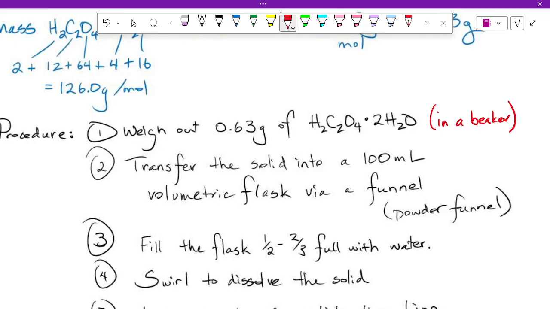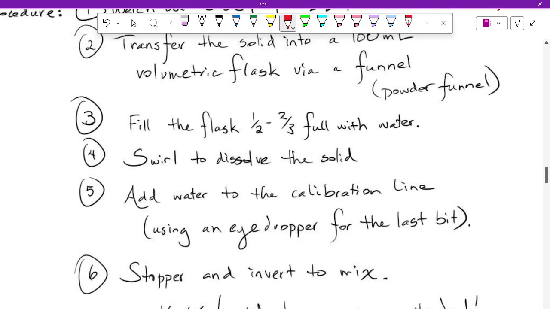Yes? You're going to swirl to dissolve the solid. And then you will add water to the calibration line using an eyedropper for the last bit. And then you will stopper it. We have stoppers. If you want to use parafilm instead, it's really awesome. Let me know and I can help you with that. It is pretty cool stuff. And then you will invert it to mix.